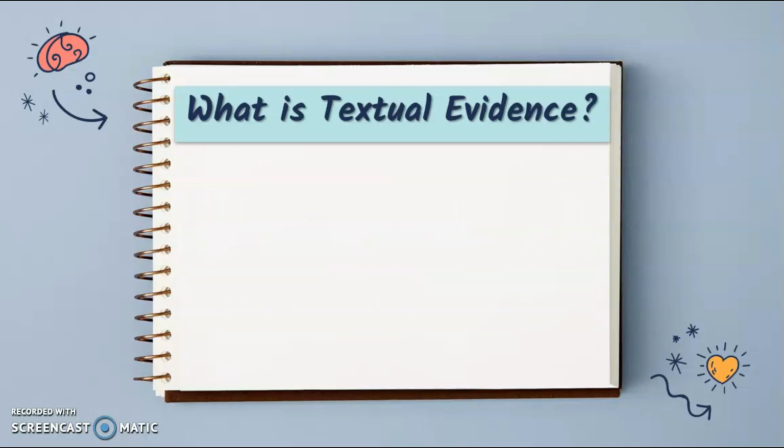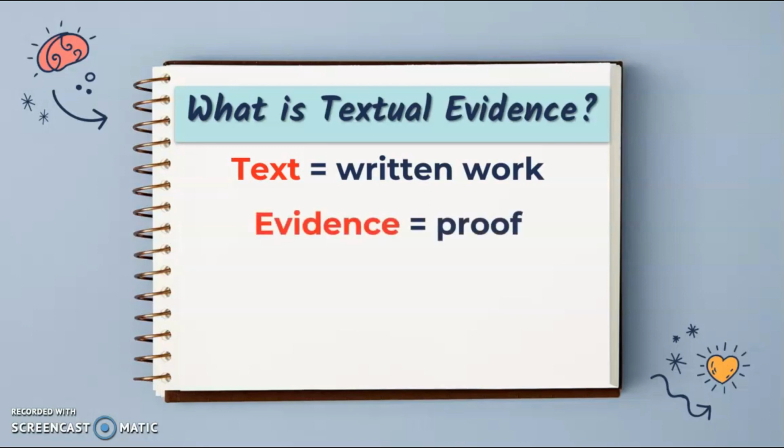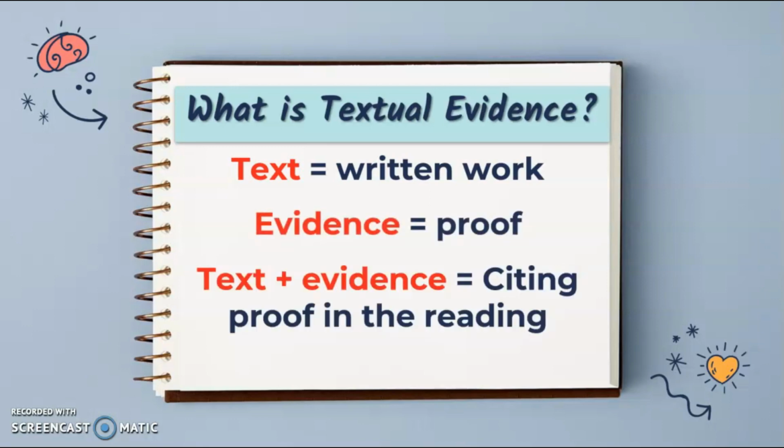It can be represented by the following. When we say text, it is referring to the written work. Evidence, which means proof. When we combine text and evidence, it is all about citing proof in the reading.